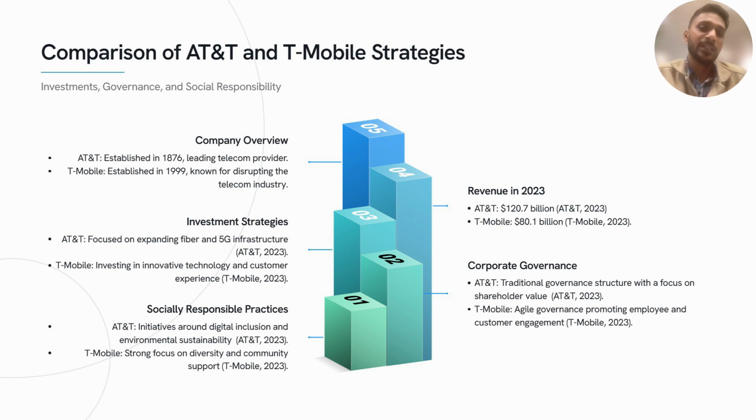The revenue of AT&T in 2023 was 120.7 billion, while T-Mobile had a revenue of 80.1 billion. In the sense of corporate governance, AT&T has a traditional governance structure with a focus on shareholder value, while T-Mobile has an agile governance promoting employee and customer engagement.